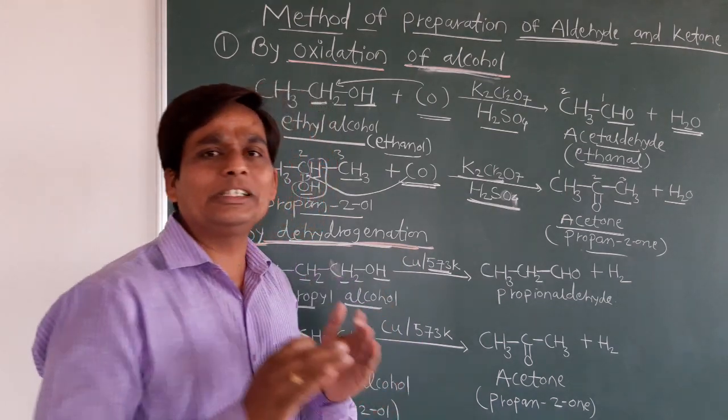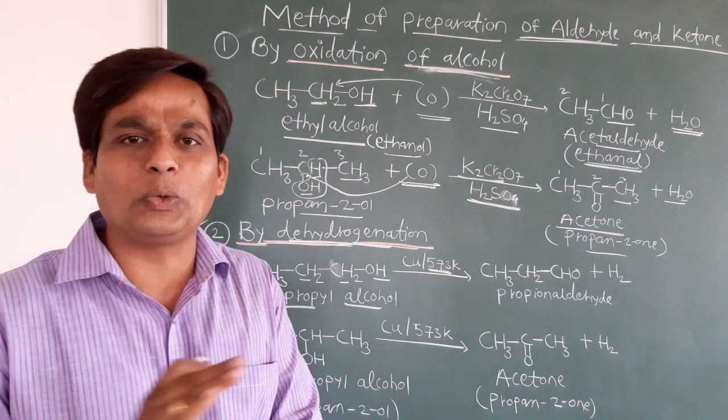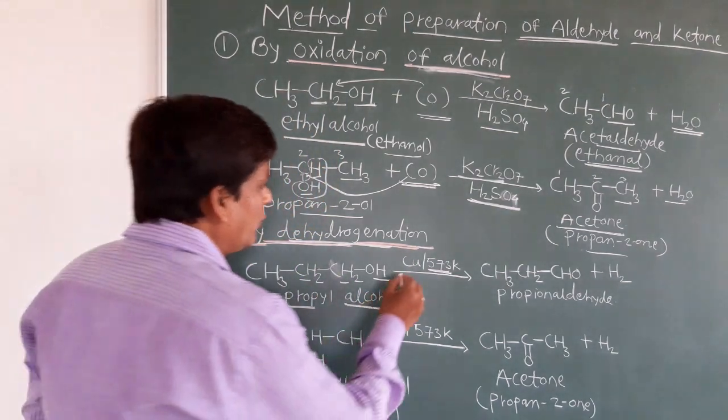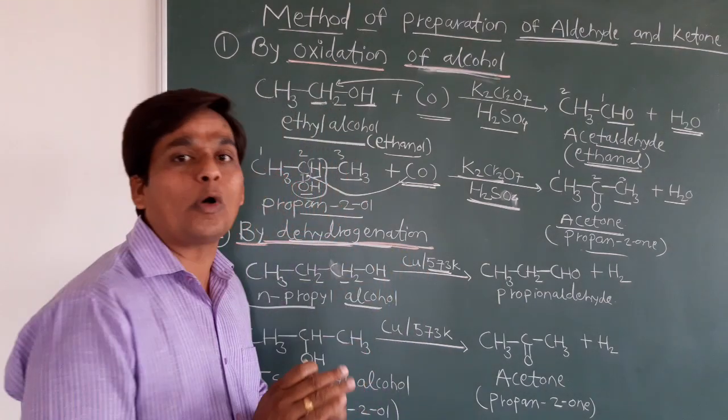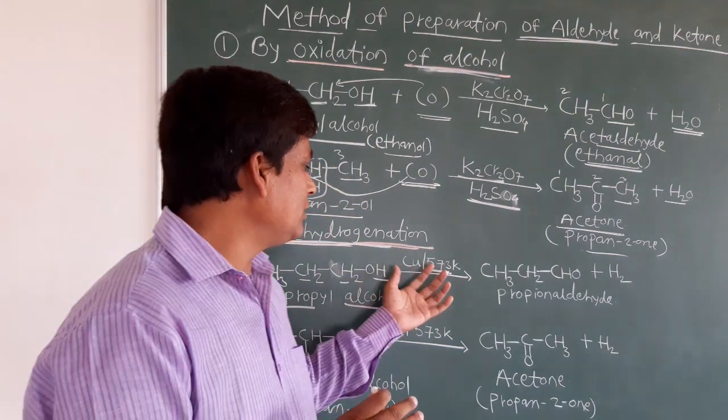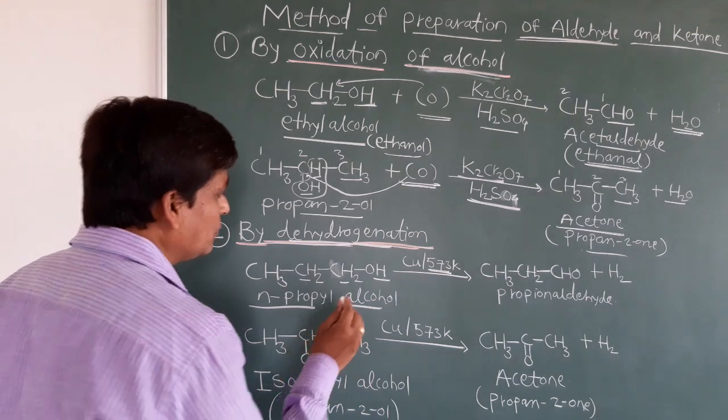Dehydrogenation, the term itself indicates removal of hydrogen. So how will hydrogen be removed? When we heat it in the presence of copper, which is a reducing agent, hydrogen is removed like this.